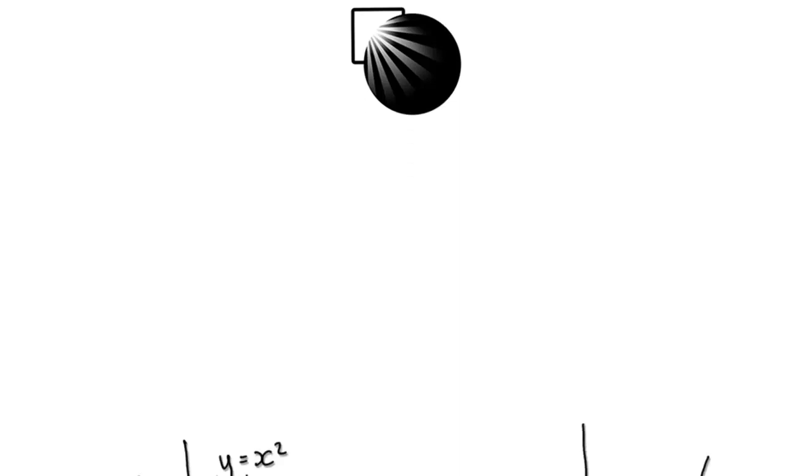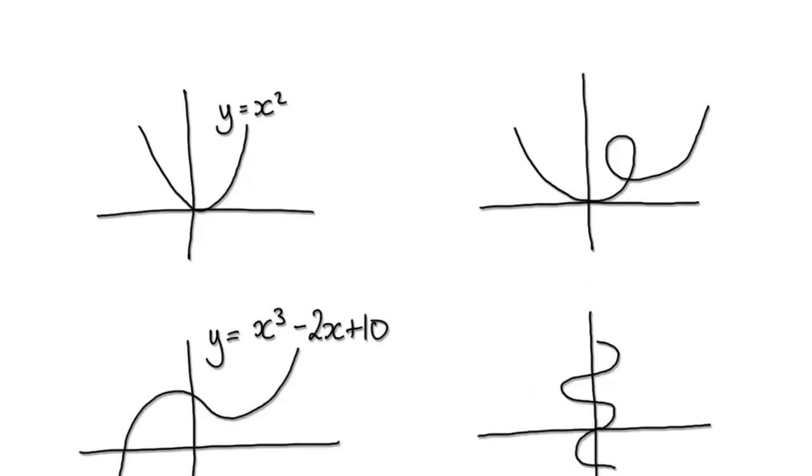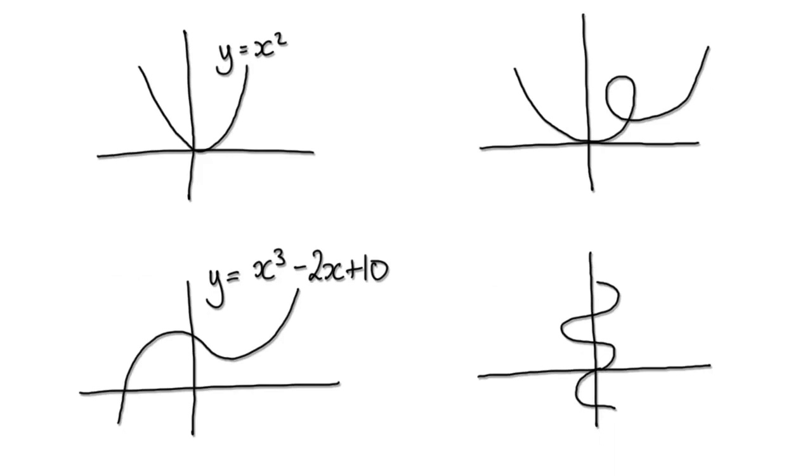In this video we're going to look at what a function is. A function is like a graph that doesn't go back on itself. For example, we know y equals x squared looks like this. Here you've got a graph that doesn't go back on itself. It never turns around. It's always moving to the right.